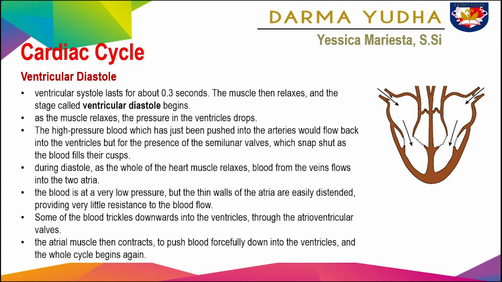During diastole, as the wall of heart muscle relaxes, blood from the veins flows into the two atria. The blood is at a very low pressure, but the thin walls of the atria are easily distended, providing very little resistance to the blood flow. Some of the blood trickles downwards into the ventricles through the atrioventricular valves. The atrial muscles then contract to push the blood forcefully down into the ventricles, and the whole cycle begins again.